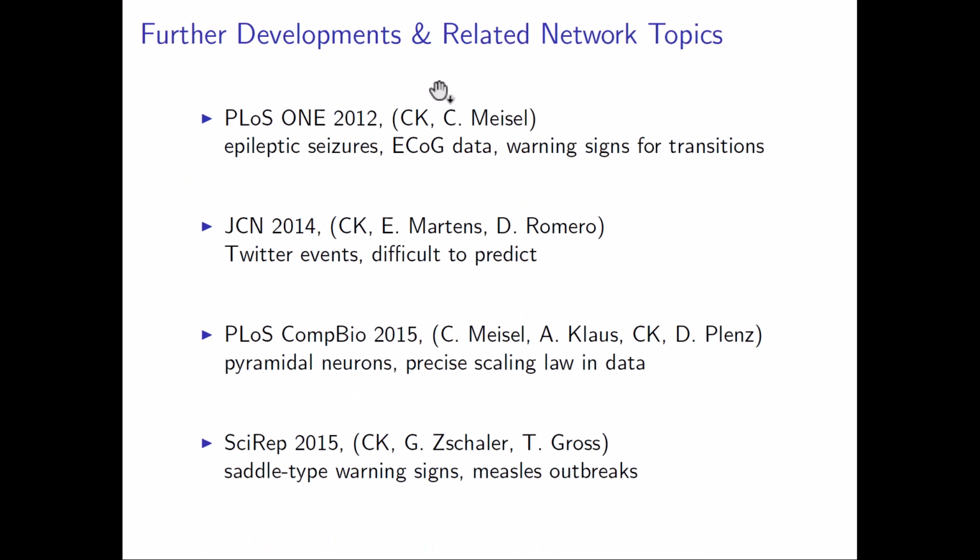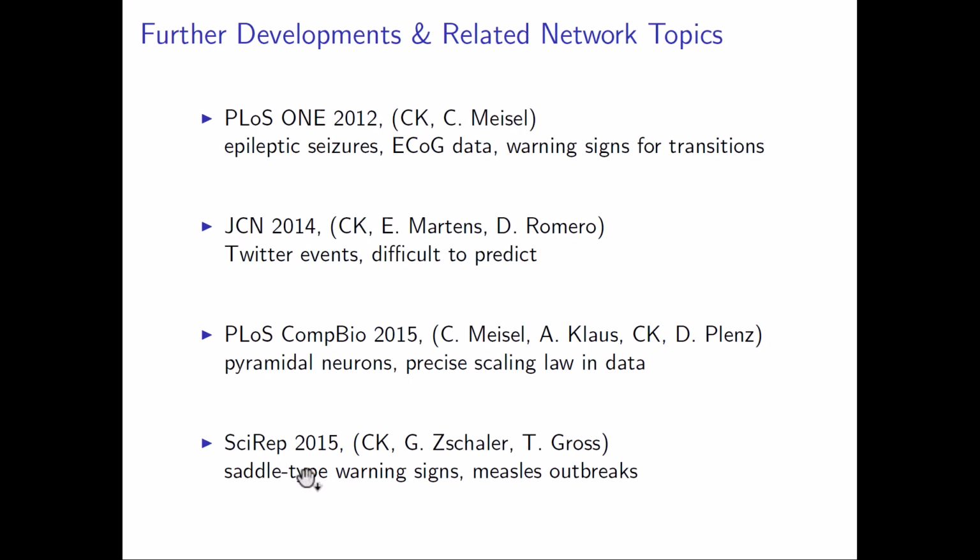Alright, so again this can be extended. We showed that indeed you can do this in epileptic seizure models, and there you can find warning signs if you measure certain electrodes in ECoG data, 45 electrodes. We did this together with Chris Meisel. Then you can try to do this for Twitter events and social science. This turns out to be very difficult to predict. We weren't very successful. It's probably due to the high forcing and heterogeneity of social systems that makes it very difficult. You can do this in low-dimensional systems, so in neurons, via precise scaling laws and data.